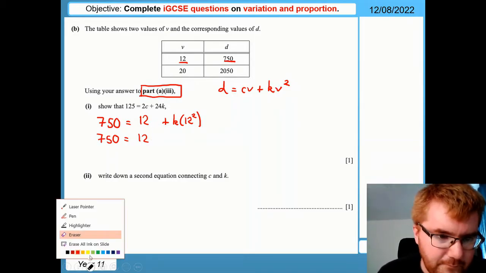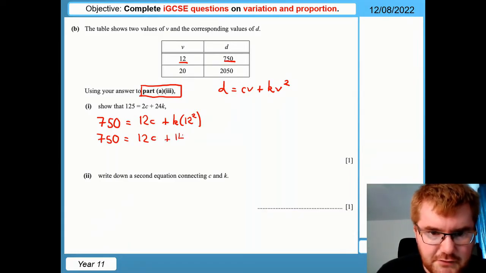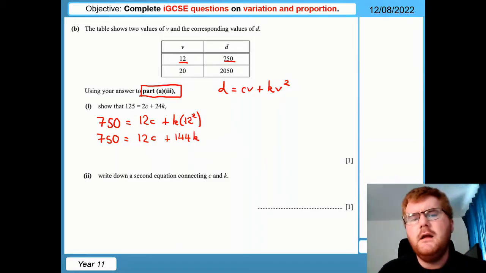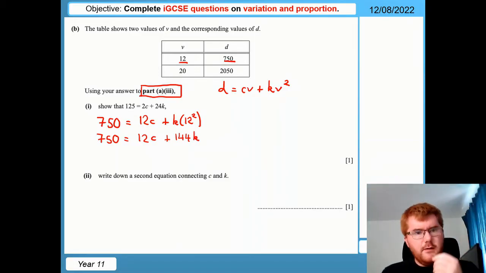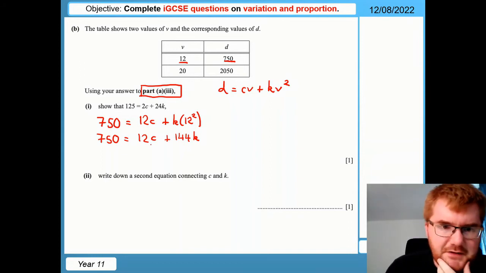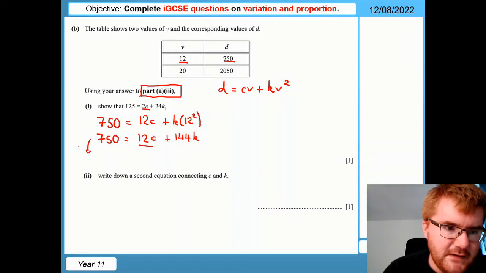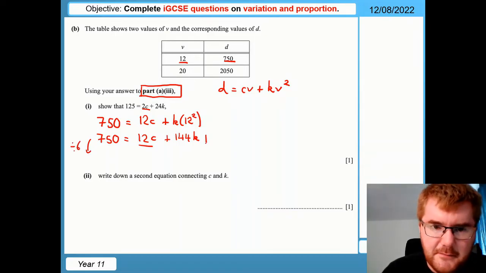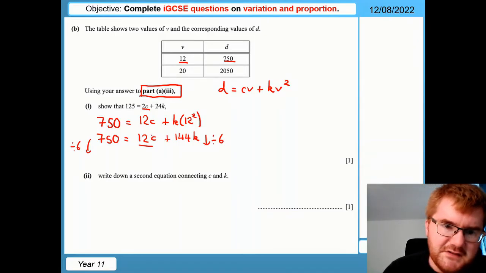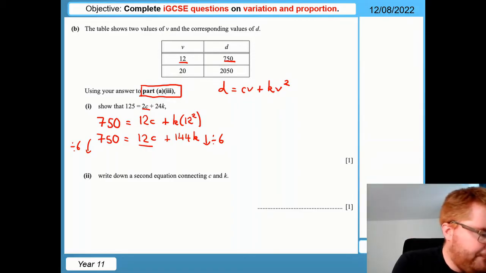12c, there we are, plus 144k. Now you might think this is not the equation that I want, and this is where a little bit of cheating, so to speak, comes in here. And notice I've got a 12c here, and I've got a 2c here. So what do I do to 12 to get to 2? Well, I divide by 6. So a nice sneaky trick here is just to divide everything here by 6. Noticing I'm using this 12 and 2 to give me an idea of what to divide by. So if you do 750 divided by 6, you get 125.